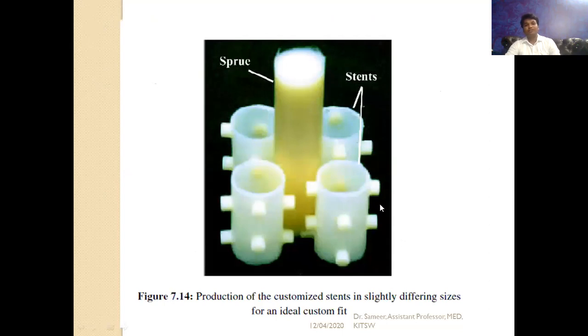This picture shows the production of customized stents in slightly differing sizes for an ideal custom fit. So different stents have been developed. This stent has one shape, one size, one diameter. This stent has another. So this was a sprue. Just like the casting process, where the sprue is used to pour the material required for the process, and we have the parts here.